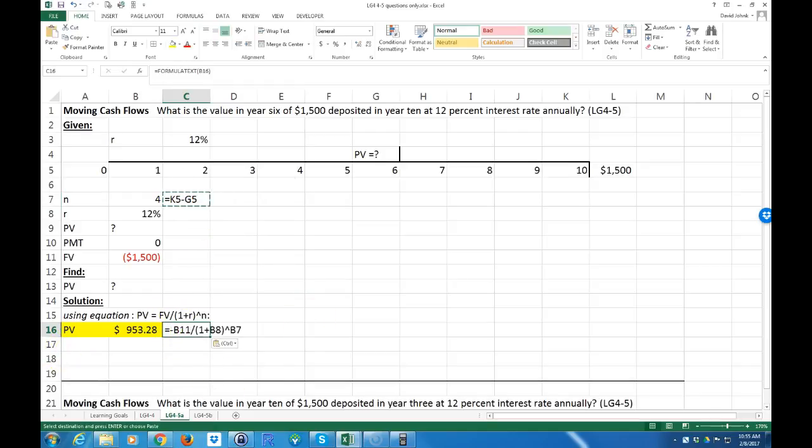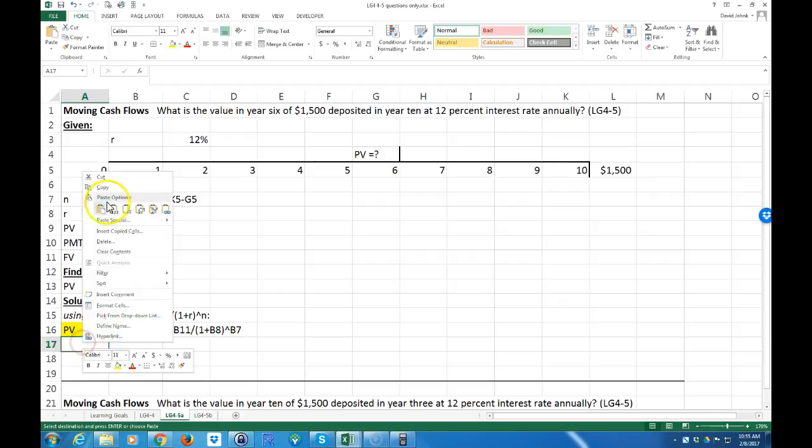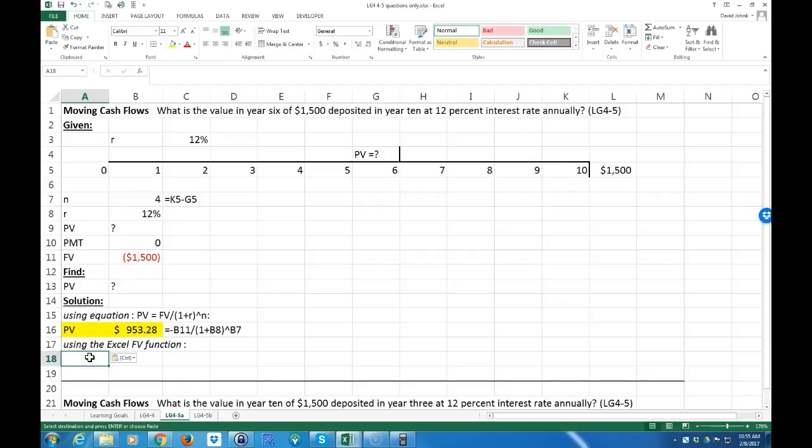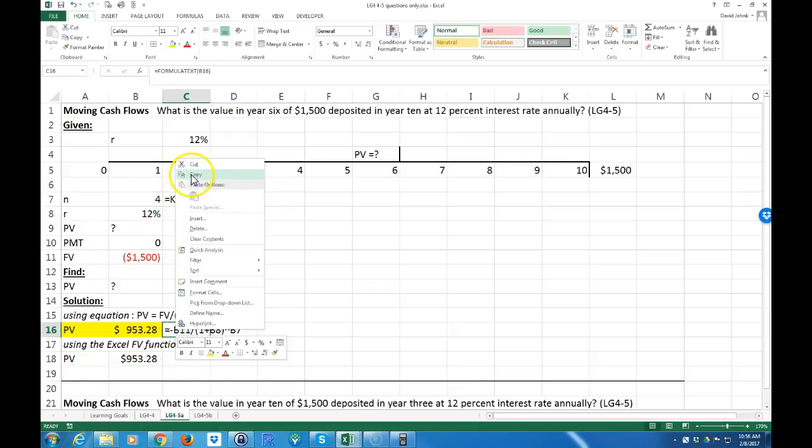Okay, if we're going to use Excel, you can say the present value equals the present value, and we want the rate, number of periods, skip the payment, we don't have one, and then the future value, and that's the answer for Excel.